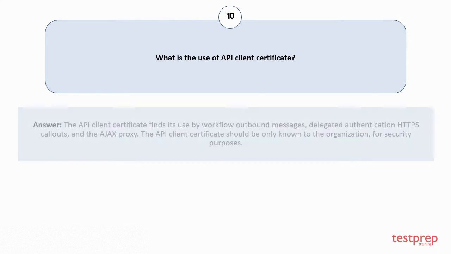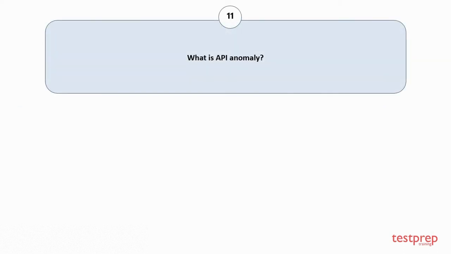Your answer is: the API Client Certificate finds its use by workflow outbound messages, delegated authentication HTTPS callouts, and the AJAX proxy. The API Client Certificate should be only known to the organization, for security purposes. Question number 11, what is API anomaly?